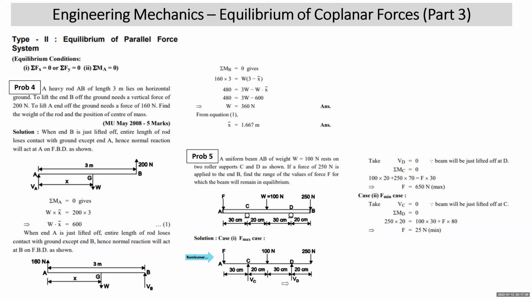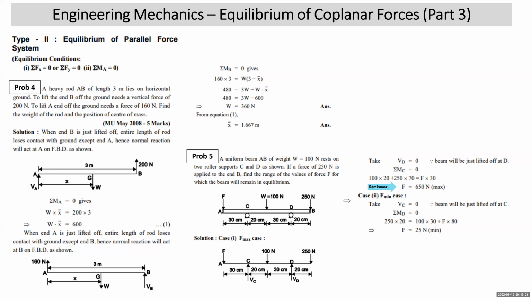So that means reaction VD will be 0. In that case, F will be maximum when the beam loses contact from the roller and it just lifted off. So VD is 0. So I have written it. VD is 0 since beam will be just lifted off D. So sigma MC is equal to 0 when you take it. You will take clockwise moments 100 into 20, 250 into 70, and F, these are clockwise moments, F into 30 will be anti-clockwise. So this gets you the value of 650 Newton. So when a value of F is 650 Newton, the beam will just lift off at D. So VD will be 0 because beam will lose contact with the roller.